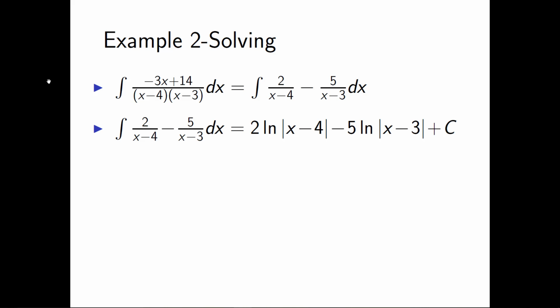If we wish to integrate that, in both cases they're just log integrals, so we get 2 natural log of (x − 4) minus 5 natural log of (x − 3), and the constant of integration. Not bad.